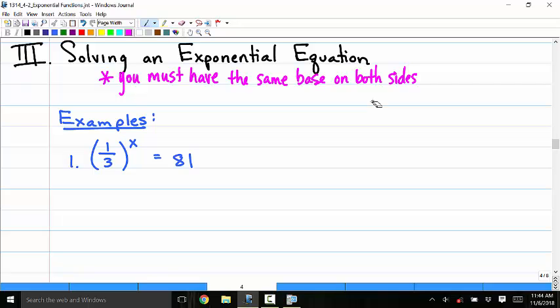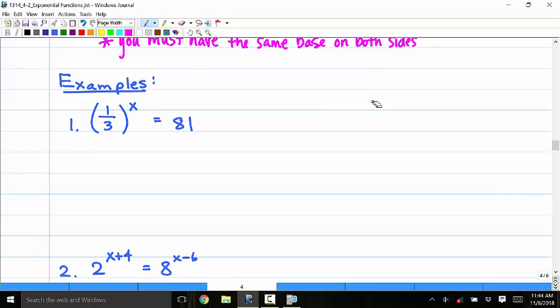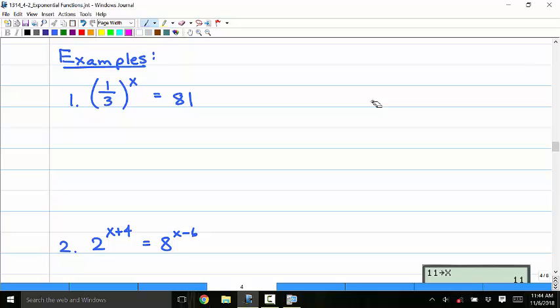If you had to solve for x and you had 1/3 to the x equals 81, you see that you could write both sides as a power of 3. 1/3 could be rewritten as 3 to the negative 1, and 81 could be written as 3 to the 4th. Now, when you have a power to a power, what do you do to the exponents? You multiply, so negative 1 times x would give you negative x. So 3 to the negative x equals 3 to the 4.